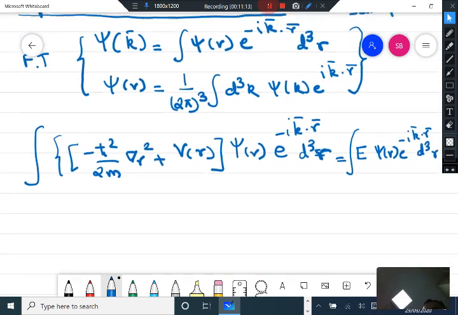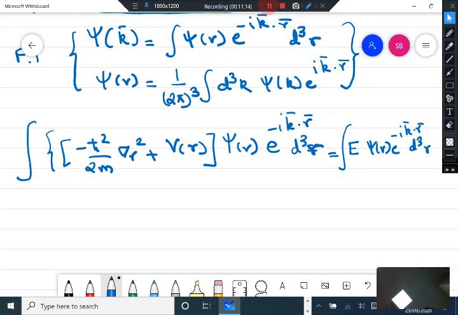Now, this type of thing you would have already done. You would have already done such Fourier transforms, so without getting into great detail, I will just give you a very brief working out of the Fourier transform.